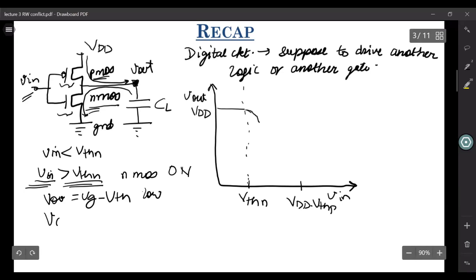As you increase your Vin further, you increase your VOV for the NMOS, and it pulls your node potential at this Vout very close to the ground. So it decreases rapidly. So what happens when it reaches VDD minus VTHP? At this point, your PMOS turns off.